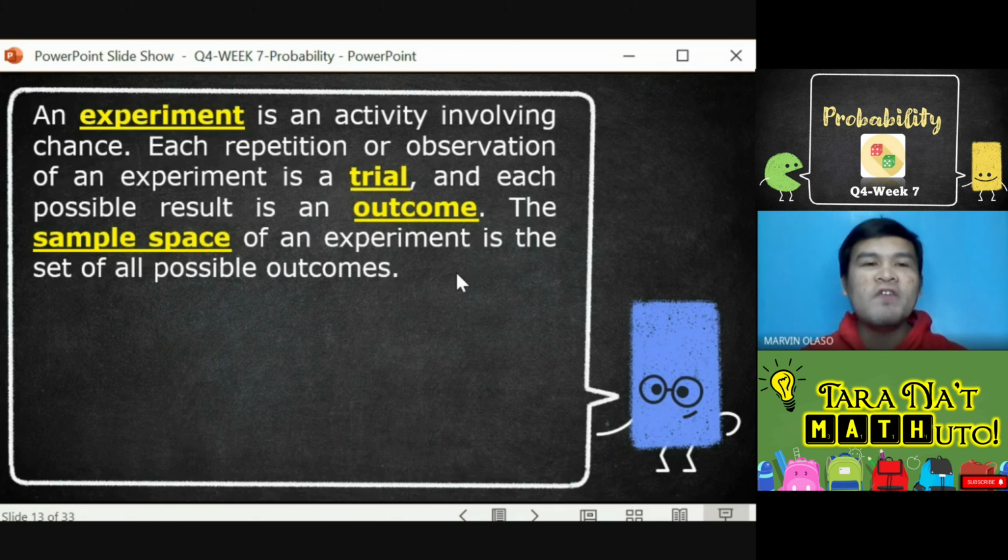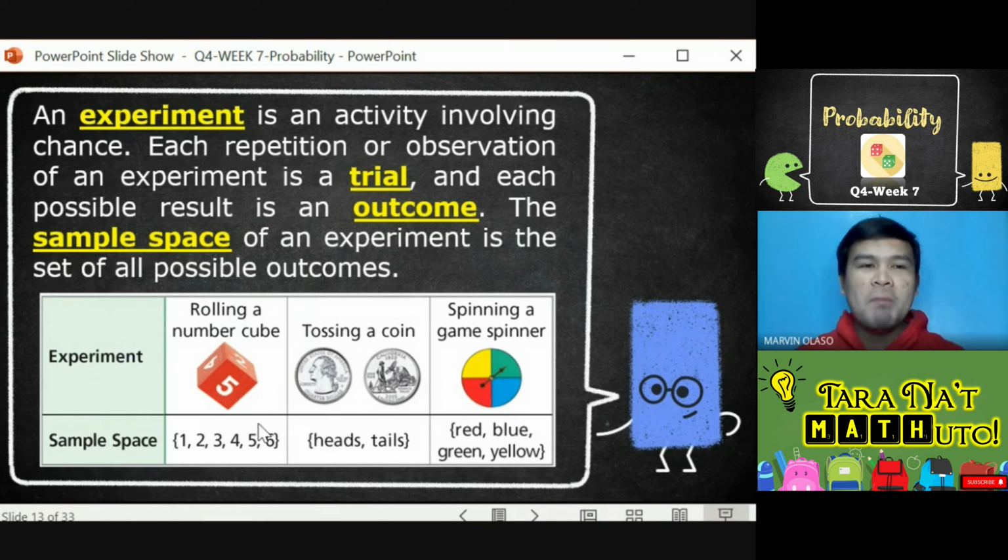Then the sample space of an experiment is the set of all possible outcomes. So kung ano yung mga possible na pwedeng lumabas. For example, we have the experiment rolling a number cube. Ayan. So alam naman natin yan. Pag tinanong ka about sample space, so what is the sample space of a number cube? So dahil may 6 faces lang ang cube, we have 1, 2, 3, 4, 5, 6. Okay, we have another experiment, tossing a coin. That's an example of experiment. So what are the sample space? We have, dalawa lang naman, the head and the tail.